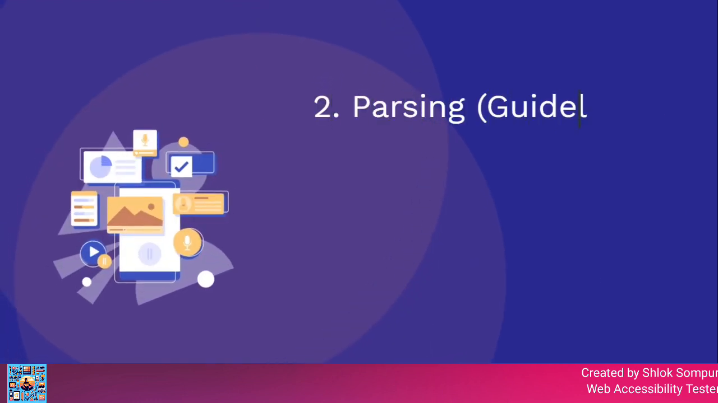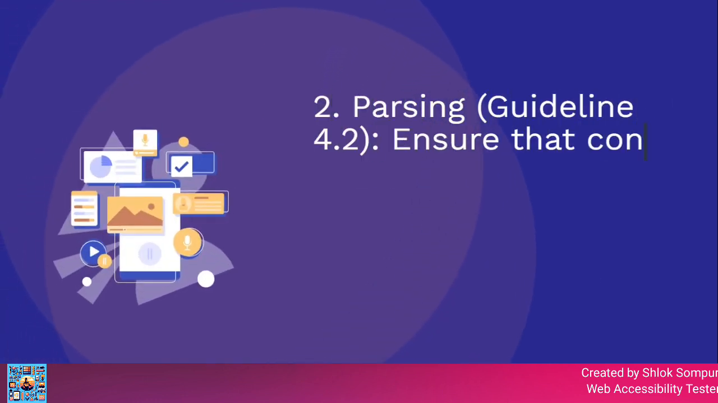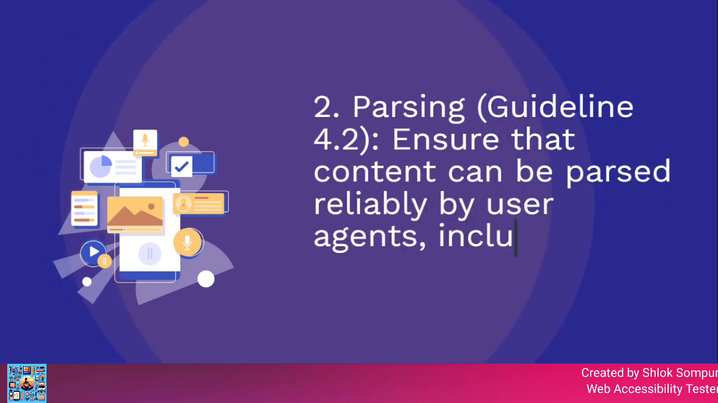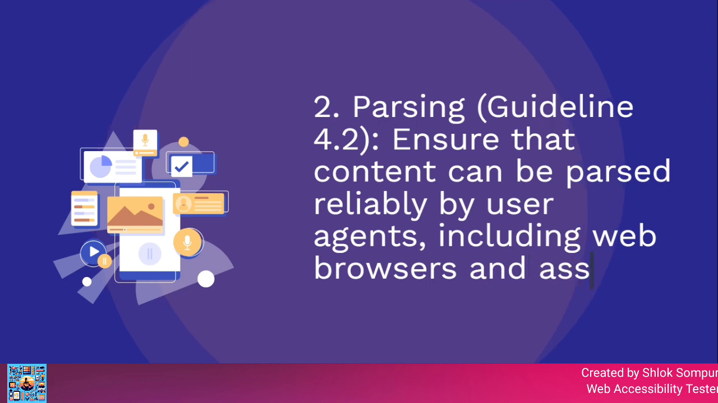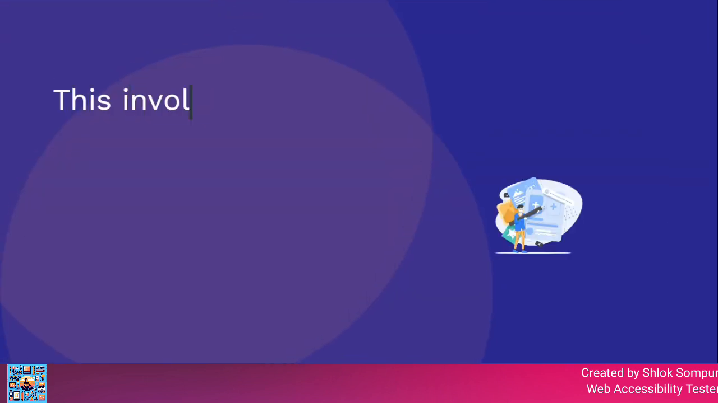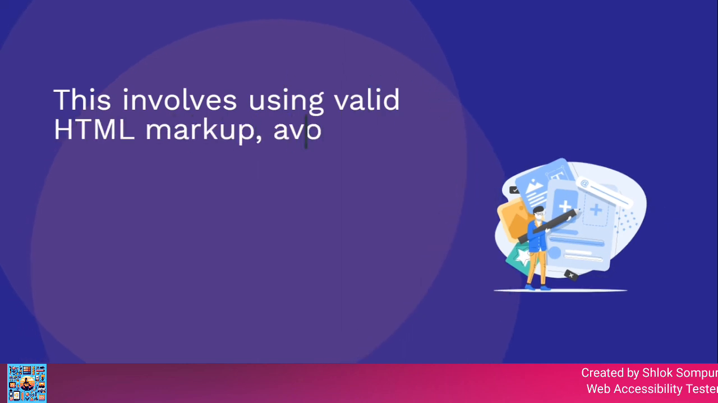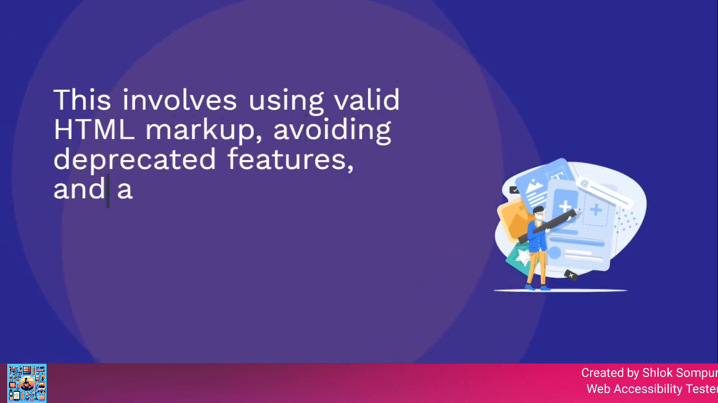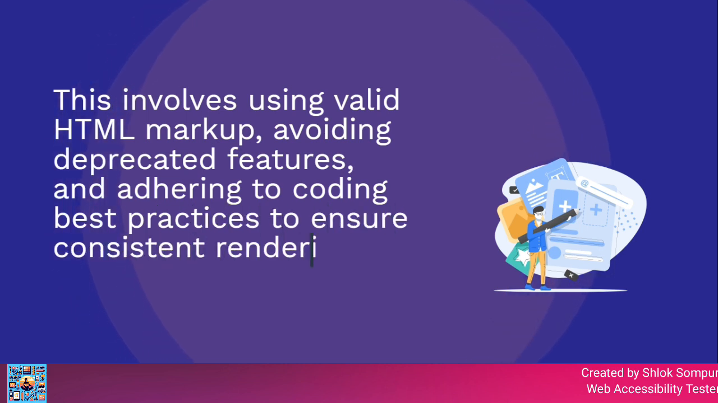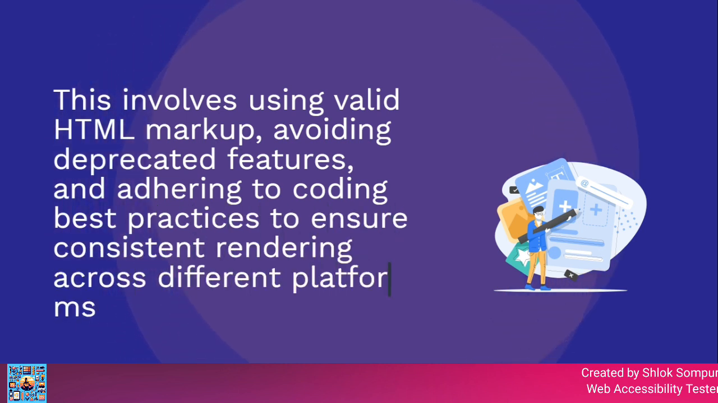2. Parsing. Guideline 4.2. Ensure that content can be parsed reliably by user agents, including web browsers and assistive technologies. This involves using valid HTML markup, avoiding deprecated features, and adhering to coding best practices to ensure consistent rendering across different platforms and devices.